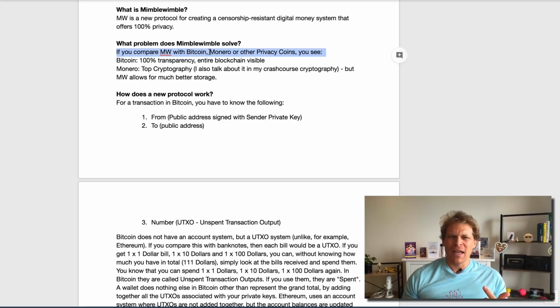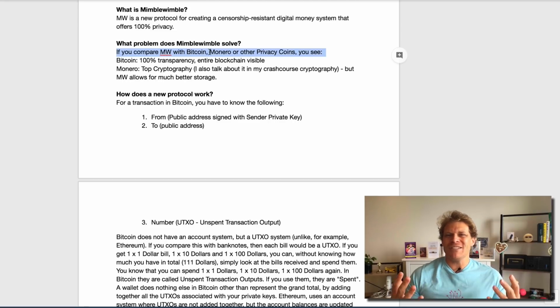Now we do have it with other technologies, and this is something to ask: what is the problem that Mimblewimble actually solves? If we compare it to Bitcoin, it becomes clear that Bitcoin is very transparent. We see the entire transaction history, we see the ledger, and many times it's caused some problems. It causes problems with fungibility. It raises the question, how much privacy are we entitled to have?